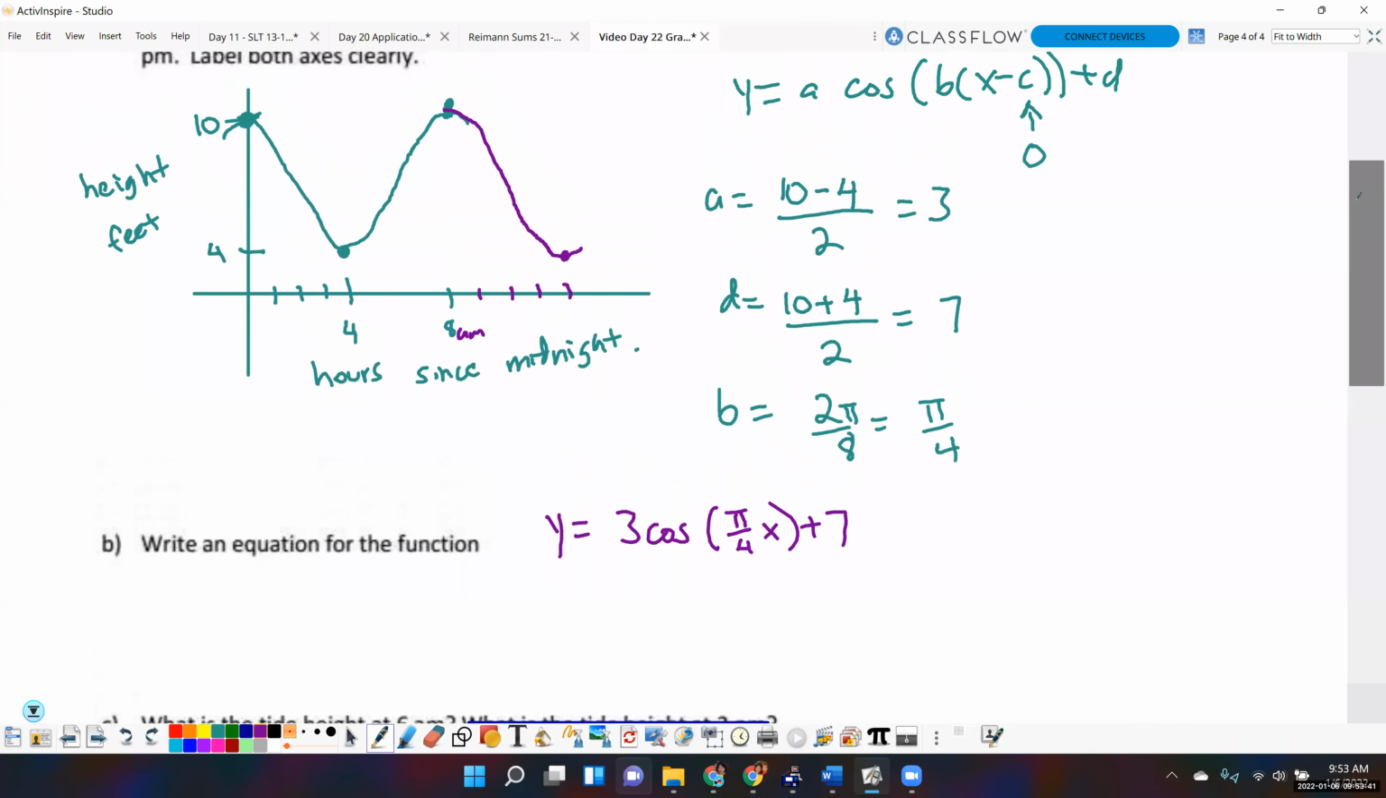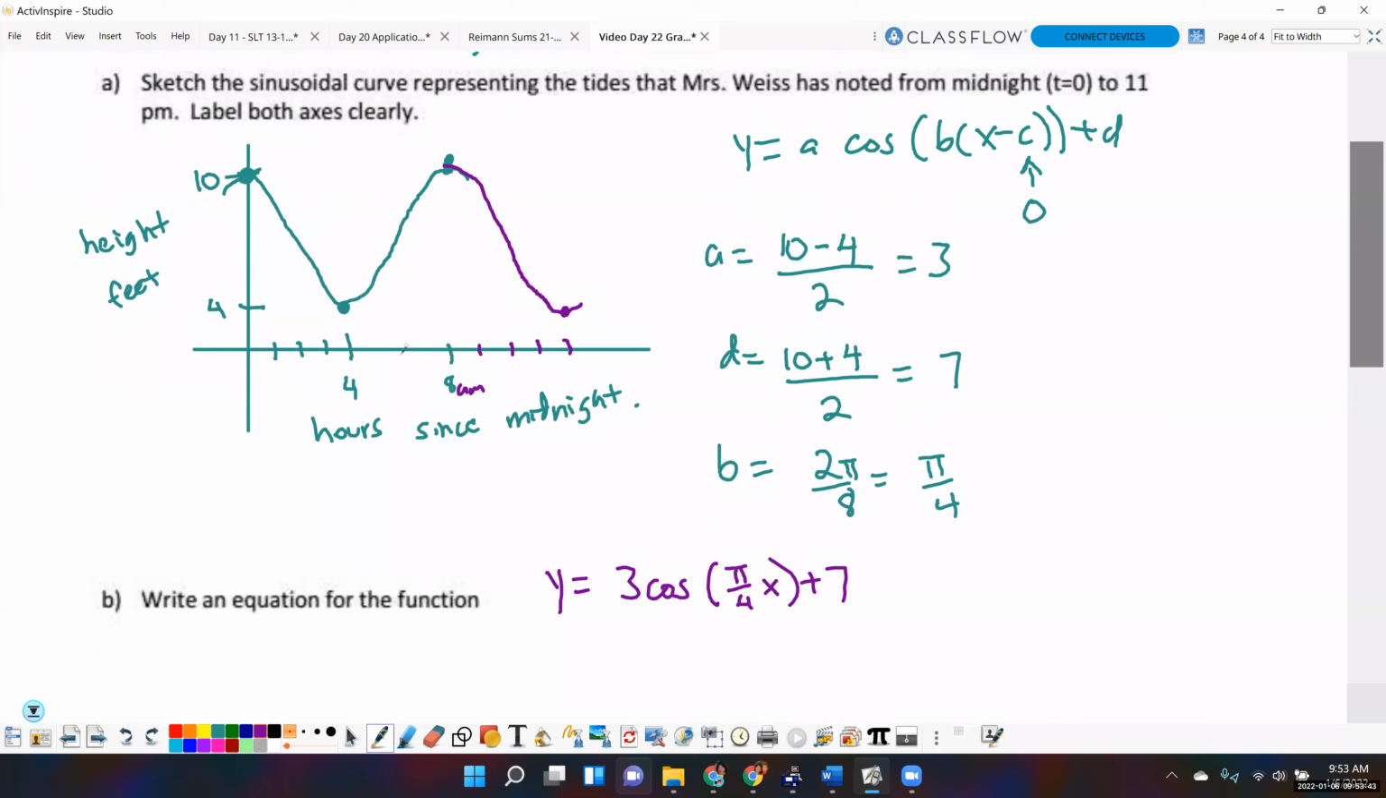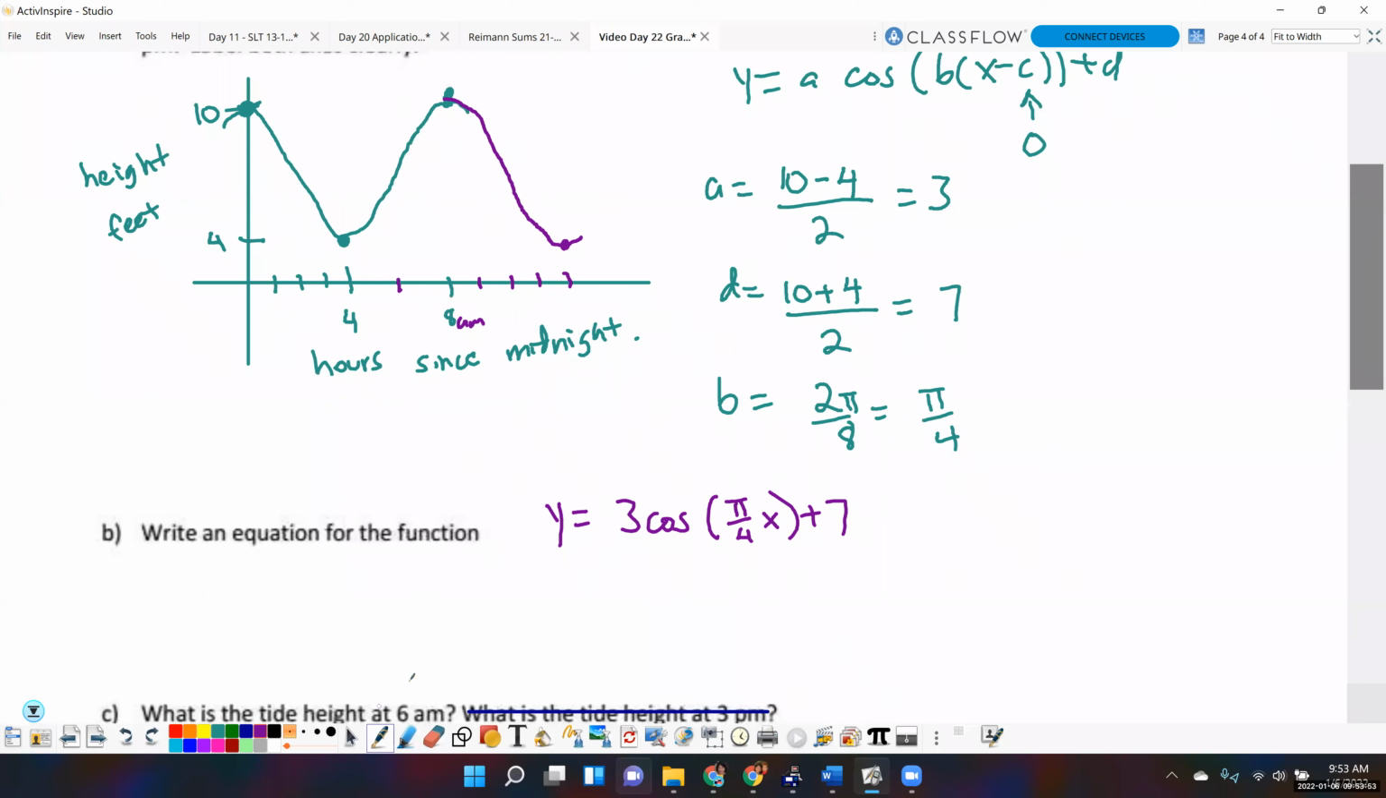So at 6 a.m., let's see. Well, 6 is right here. That's exactly halfway between. So 6 a.m., watch this. If I go, and I'm going to use the equation. If I go y equals 3, and you can use your graph, but I want to show you how you can use the equation.